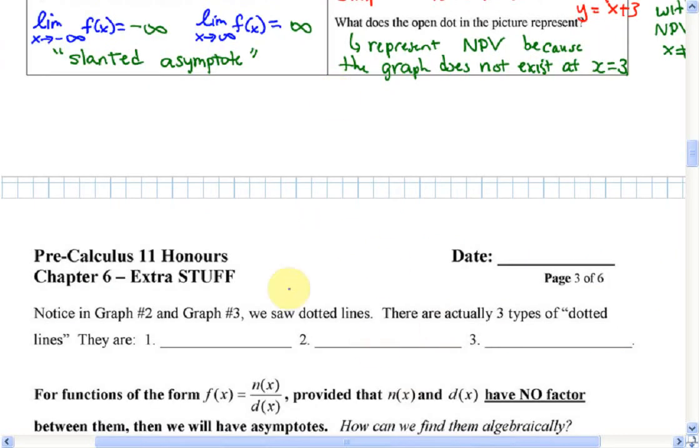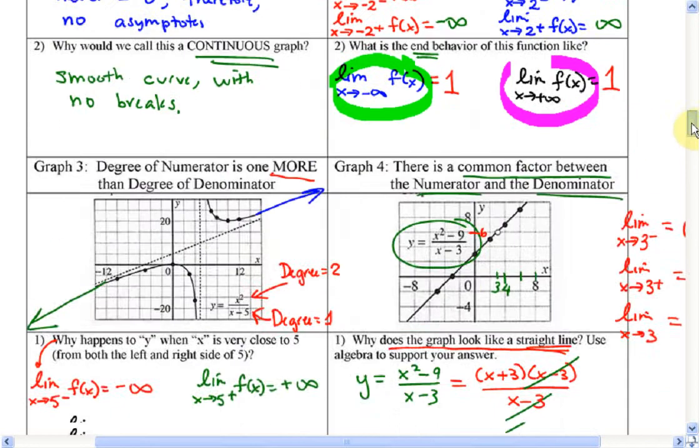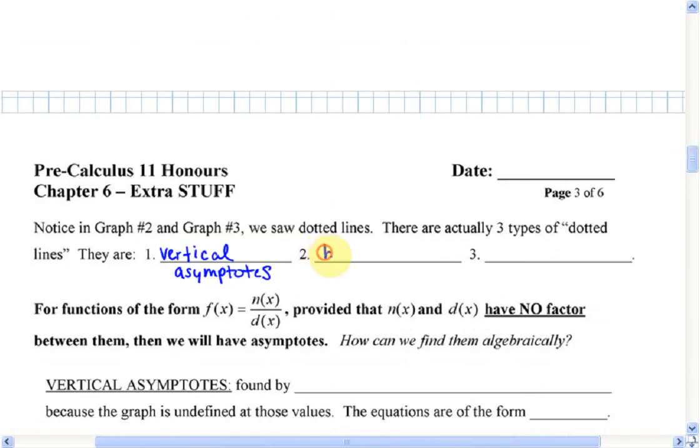So I asked you, notice in graph number 2 and 3, we saw what we call dotted lines, okay? Now, there are actually 3 types of dotted lines, and this is what I'm going to give you as the proper terms. Those dotted lines that were vertical were called vertical asymptotes. Those are the vertical dotted lines. So that was found in graph number 2, right? These vertical ones. And then that horizontal one is called a horizontal asymptote.